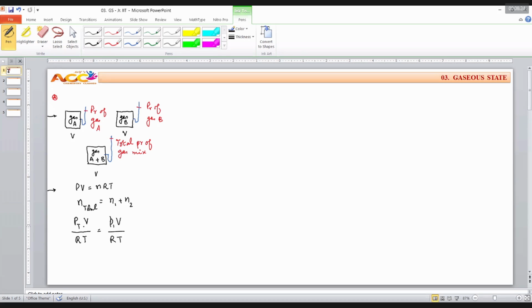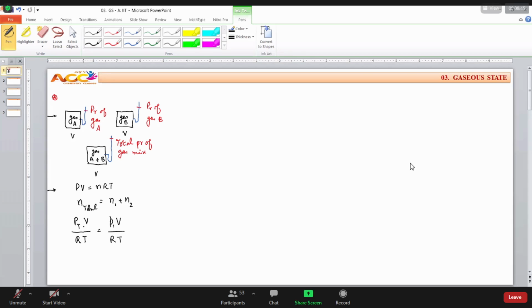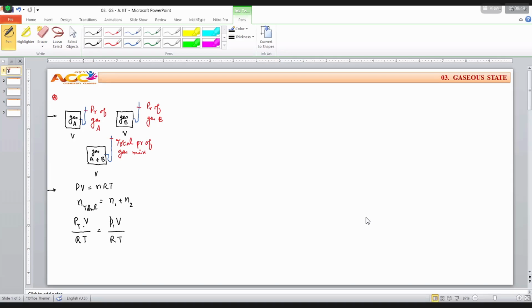Okay, sir, take a break. What is pressure? What is partial pressure? Pressure means the property of individual molecule. Gas A, pressure of gas A. Gas B, pressure of gas B. No, no, no. I am having mixture of gas A and gas B. Then in that mixture, what is contribution of gas A? Is called partial pressure of gas A. What is contribution of gas B? Is called partial pressure of gas B. Are you able to understand?